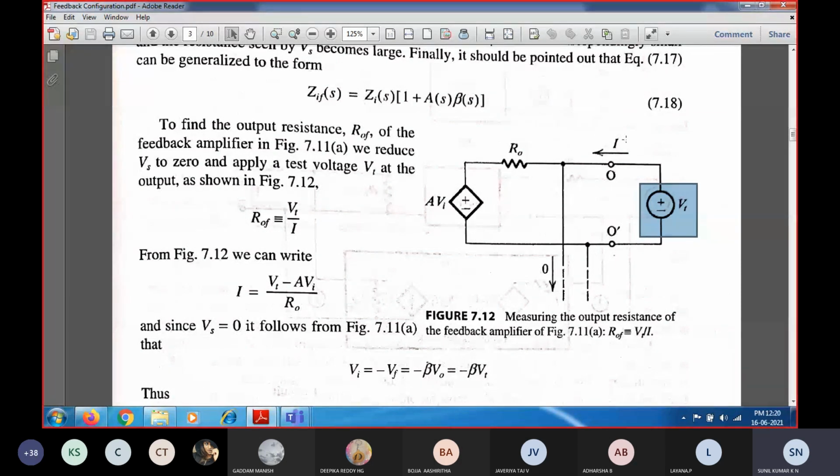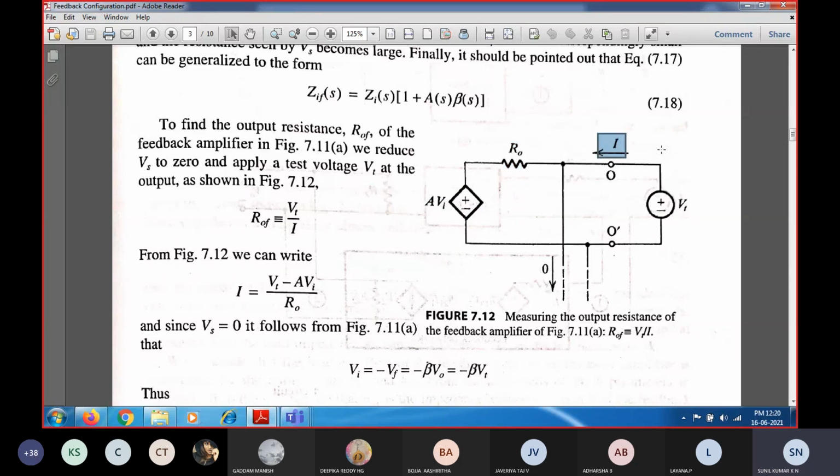Now we need to find the current flowing here. The current flows from Vt to this R naught. The value of this node potential is A times Vi, which is the output voltage of the amplifier. So the voltage across R naught is Vt minus A times Vi, because the current direction is moving from this side. So Vt minus A times Vi divided by R naught gives the value of the current I.